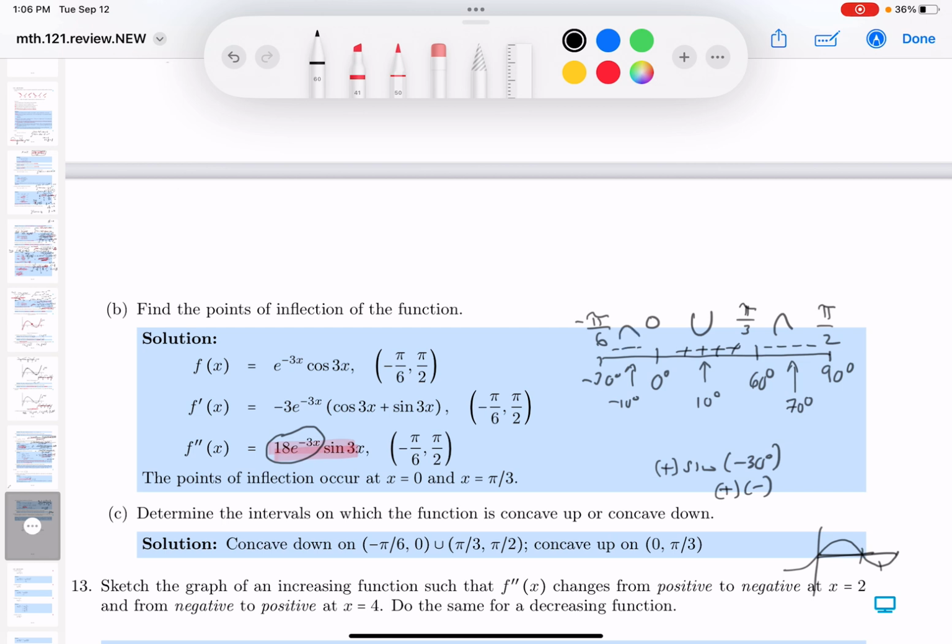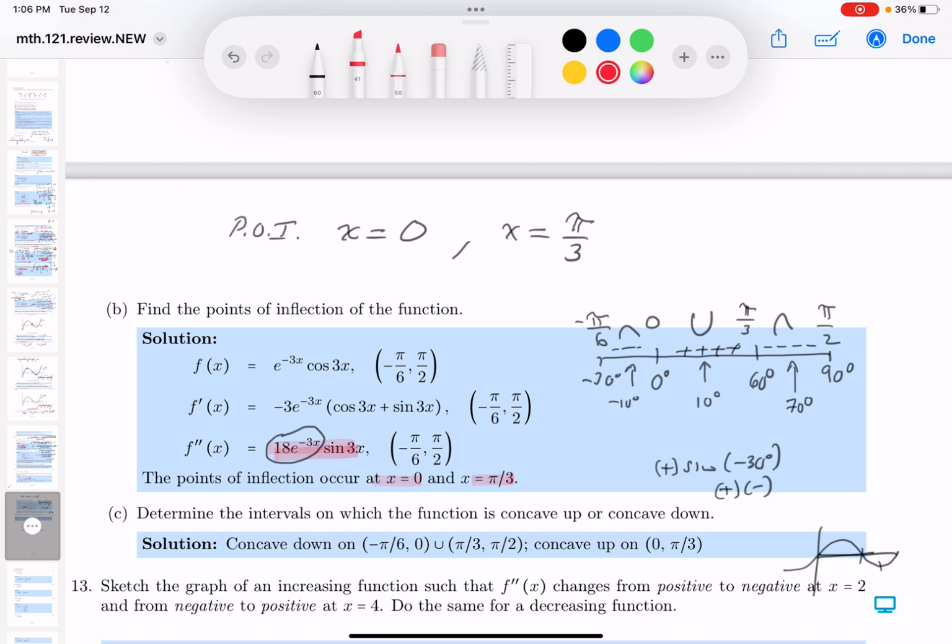So I've got 2 points of inflection now. The points of inflection occur when x equals 0, I'll write that in radians, and the other point of inflection is when x equals pi over 3. All right? So they occur at 0 and pi over 3.